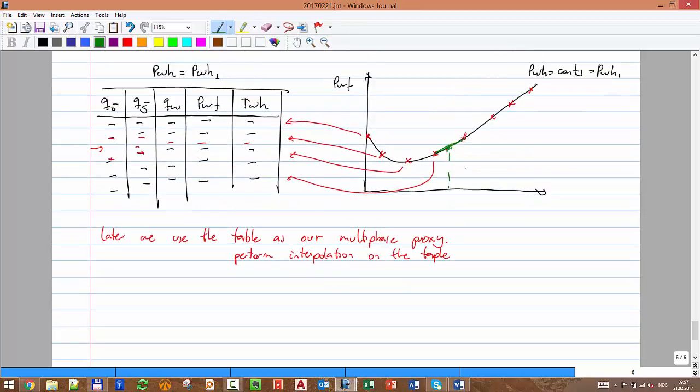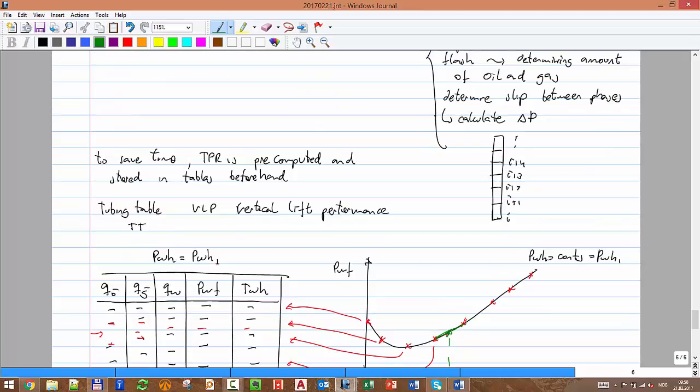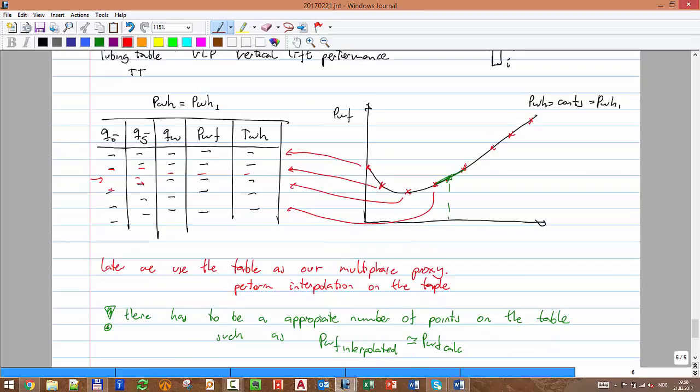One problem is that, so just to make some warnings, there has to be an appropriate number of points on the table such that PWF interpolated has to be as close as possible to the PWF calculated, okay, to the one that I will calculate live from the program. If I, for example, in this case, I put just one value here, one value here, and one value here, then the interpolation between these two doesn't capture the behavior in between.